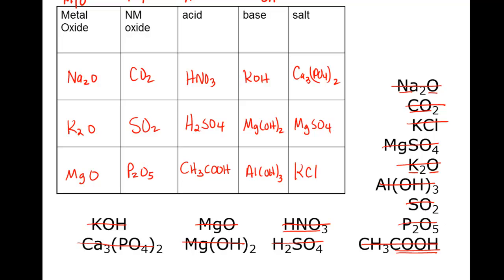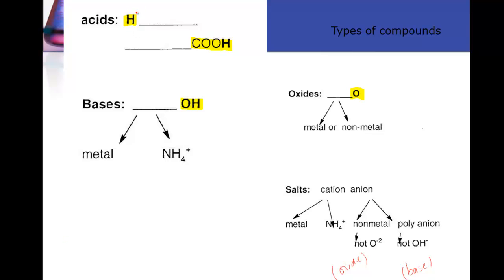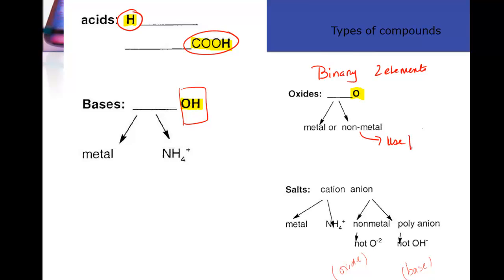Again, the way to classify things, look for either of these, start or finish with an acid. Look for the hydroxide for the base. Look for a binary compound, usually 2 elements. And if it starts with a non-metal, you will use prefixes.